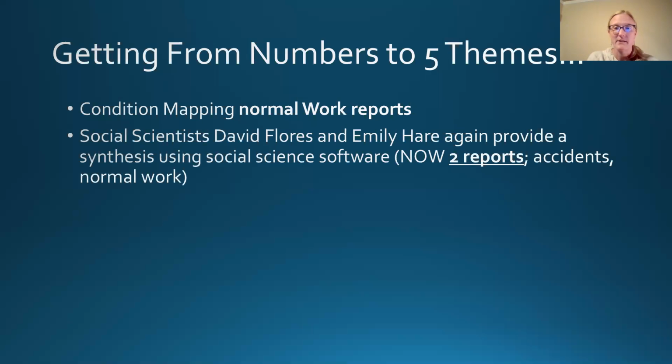Having 2 reports from David and Emily would allow us to compare and contrast normal work and work when there was a negative outcome. We completed our condition mapping exercise again and gave the condition mapping data to David and Emily, asking them to analyze the data using the same software and techniques. We then had 2 reports to make sense of, one that represented all conditions associated with fatalities and injuries, and one that represented normal work.